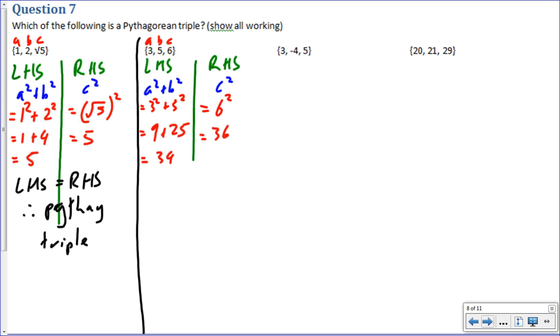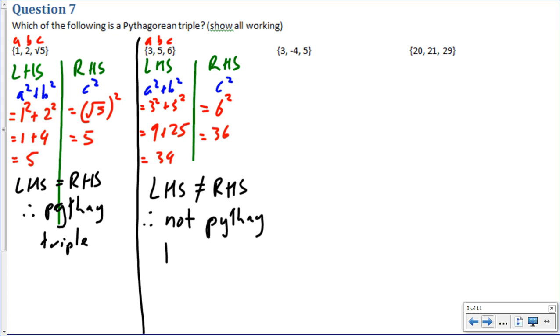So again, we have left-hand side does not equal right-hand side, therefore not Pythagorean triple.